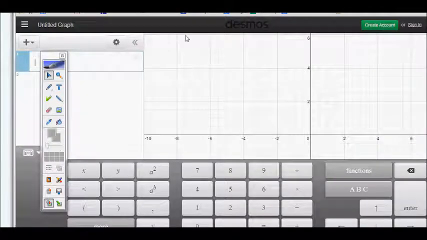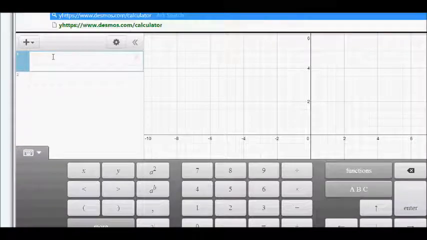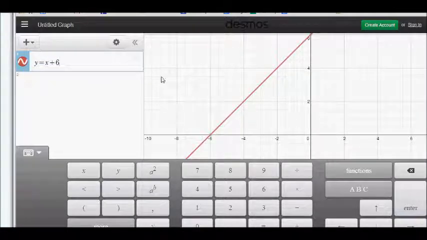So, we are now on Desmos, and this is what the program looks like. And what you simply do is, I know you can't see it because it's on the other screen, but I'm going to type in my first equation. I'm going to type in y equals x plus 6. And you can see it's working here, and it's gone ahead and graphed my equation for me.